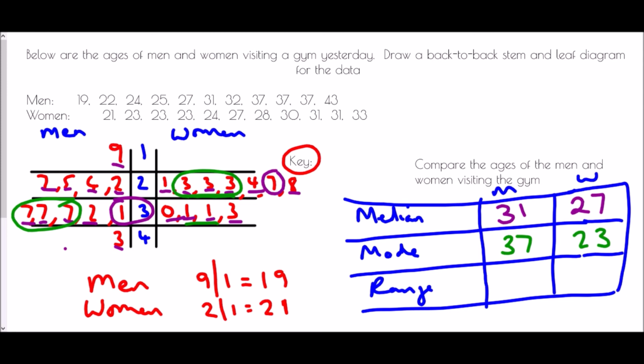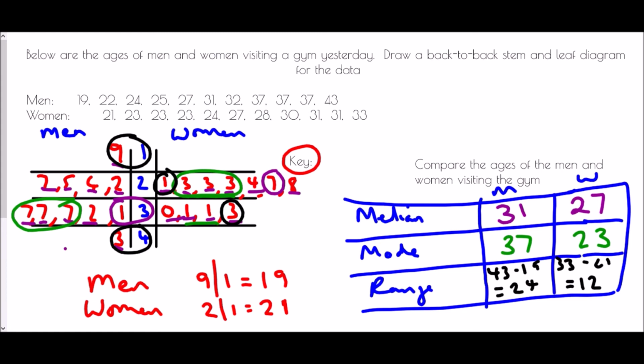And then finally, if I wanted to find the range, well, the largest value for the men is 43, the smallest is 19, so 43 take away 19 equals 24. The women, well, the largest value is 33, the smallest value is 21, and so that is 12 as the range.